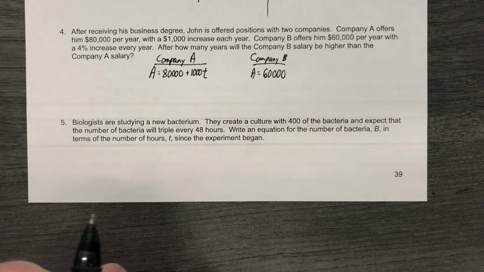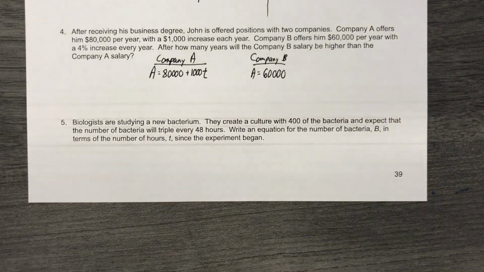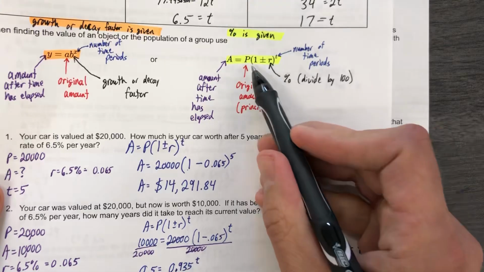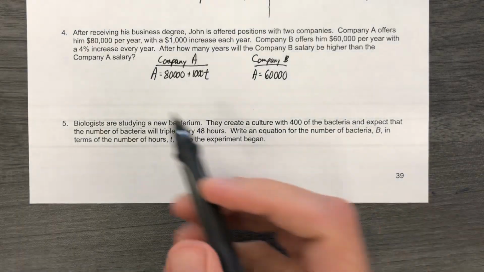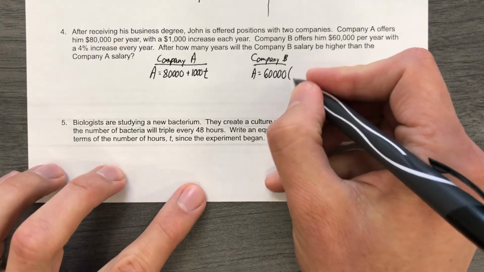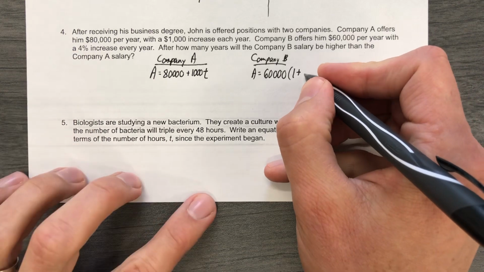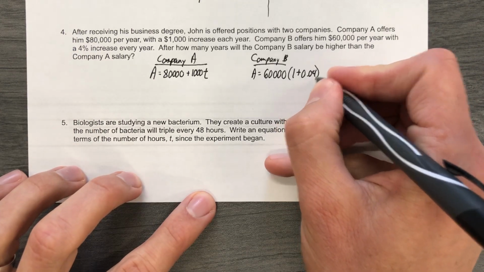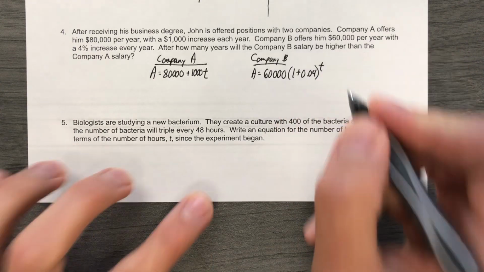And this is one of these situations where we pull out an old trusty formula. We're going to do that because that's a percentage. So we're going to start at 60,000 and we're going to go 1 plus, and then it's 4%, so 0.04. And then we're going to raise it to the T.